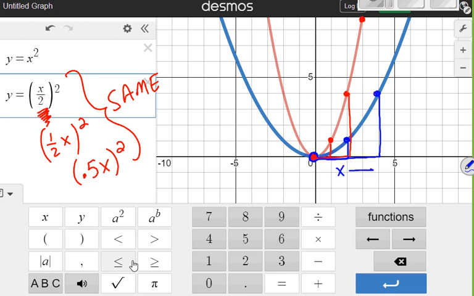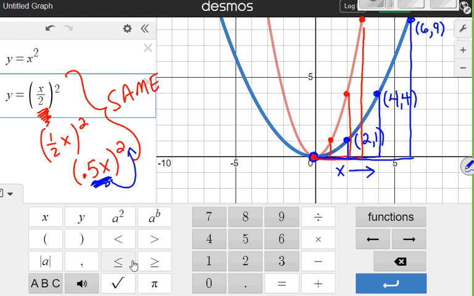The x's are stretched out. Instead of going over 3 and up 9, the x has to go over to 6 to get up to 9. All right? 4 and 2, 1. It's like the parabola saying, well, I need to double my x's to get up to the same y value because this function has a 0.5 in it that I have to multiply by before I get squared. Right? So the function has something that's going to cut that input in half before you square it. So in turn, your x's need to be twice as large.